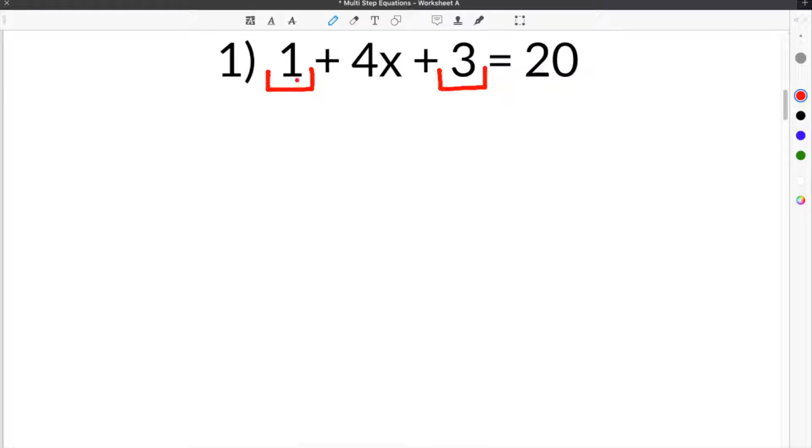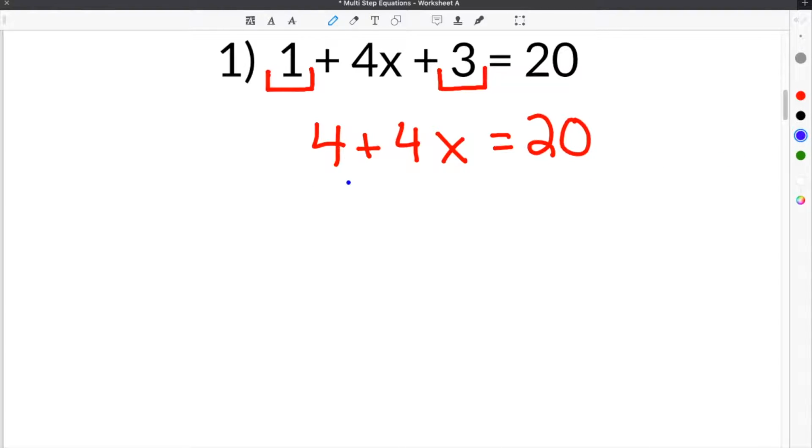After we combine these, we'll do 1 plus 3, which gives us 4. We have to bring down the 4x, which is also on this side, and then the equals 20, which is on the other side. So all we did in this step is combine the like terms, the constant 1 and the constant 3. So we did 1 plus 3, we got 4. Then we brought everything else straight down.